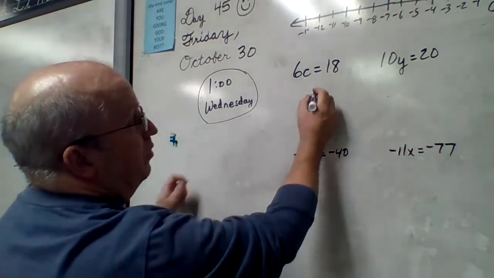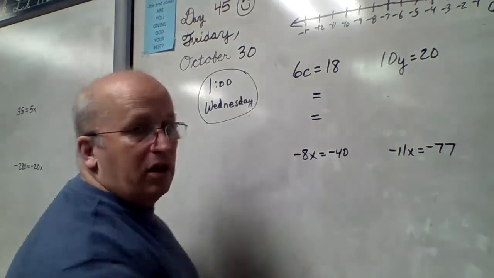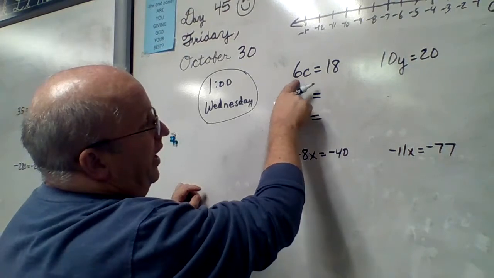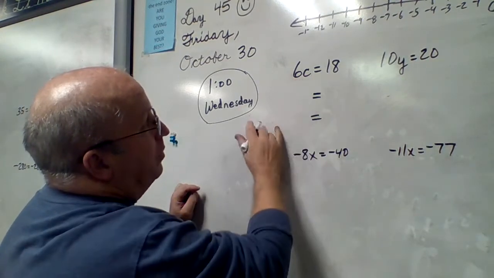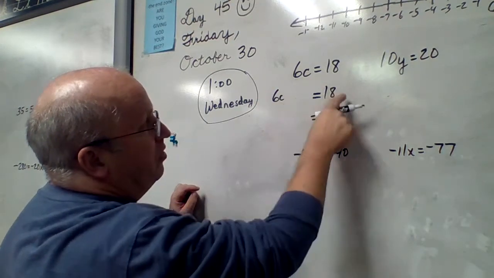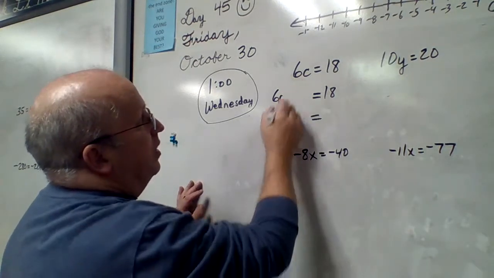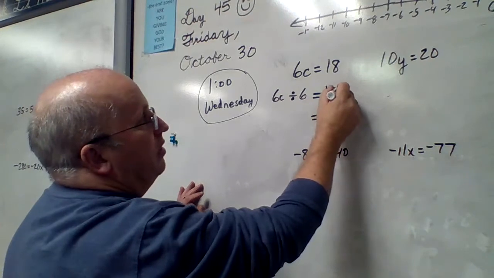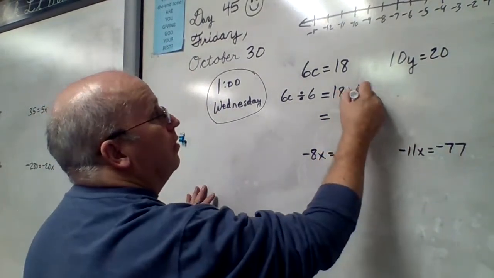So first problem, the first thing I'm going to do is write down two equal signs, just like I did before, right? Then, what is that variable attached to? It's attached to a 6 by multiplication. So I rewrite the problem, and I leave some space here, and I leave some space here. What is the opposite of multiplying by 6? Well, dividing by 6. And I do it to which side? To both sides of the equation.